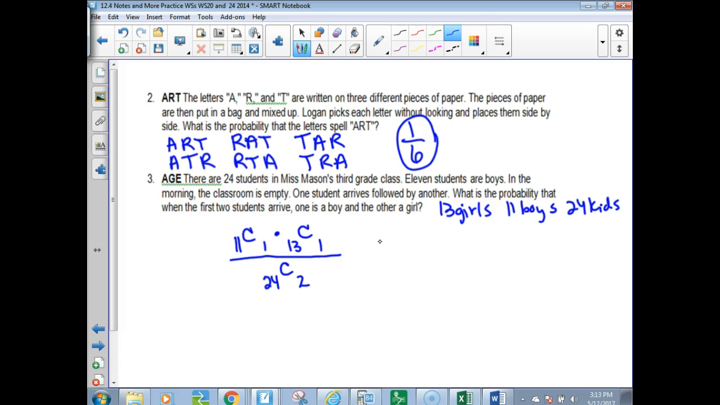All right, the numerator is easy. It's 11 times 13. And the bottom is, I don't know, 24C2. 276. So I got 143 over 276. And if you divide that out, it's about 51.8%.